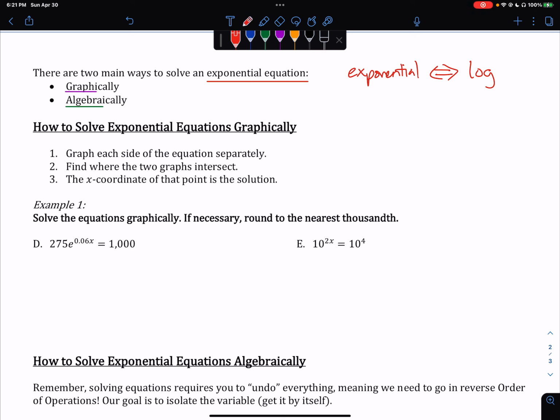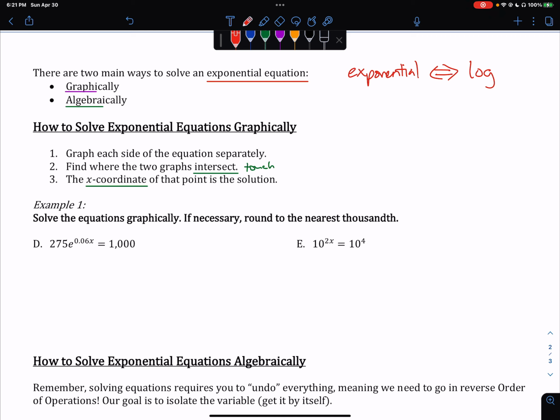So we'll start with graphically. How do we do this? I've written out a couple of steps here, pretty easy for you to follow. The first step is that for our equation, we're going to graph each side separately. Then you're going to look where the two graphs intersect. Remember, intersect is just another word for touch. And then where they touch, we're going to look specifically at the x coordinate, and that coordinate is our solution.